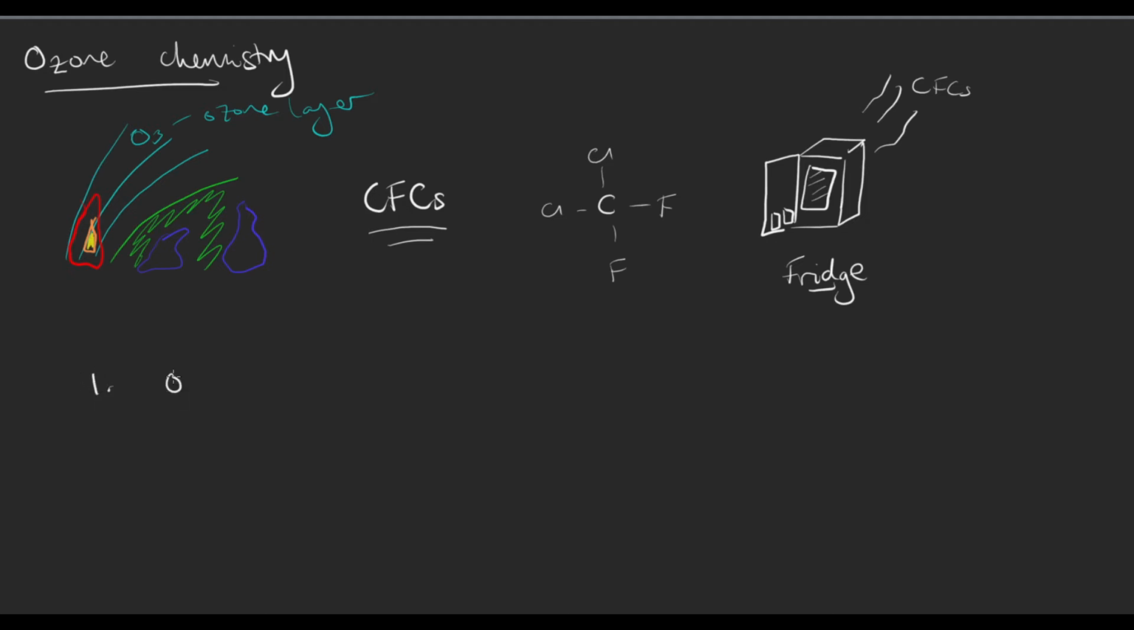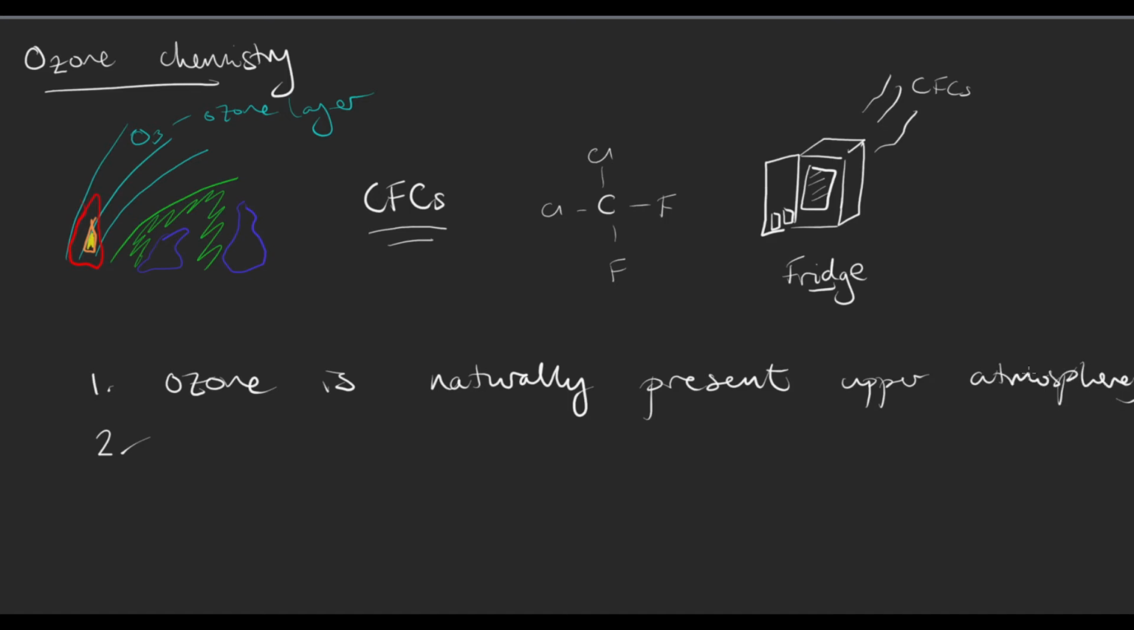So the first point is ozone is naturally present in the upper atmosphere. Humans haven't put ozone there, it's already there. And it's beneficial because it absorbs harmful UV rays.